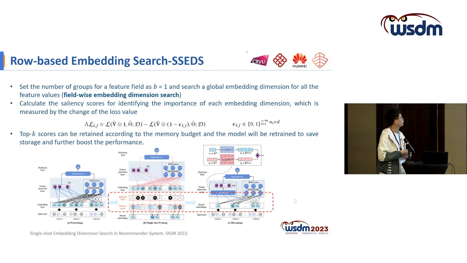It first calculates the salience scores for identifying the importance of different embedding dimensions, which is measured by the change in the loss values. After attaining all the salience scores, the top K scores can be retained according to the memory budget, which we can predefine, and the model will be retrained to save the storage.